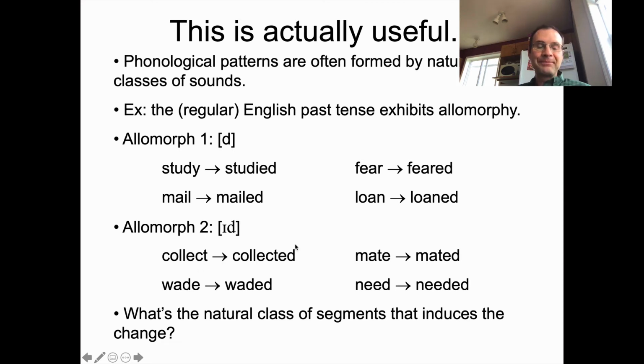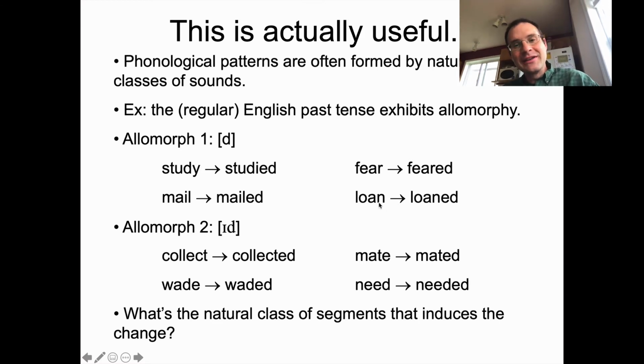D. It's got to be an oral alveolar stop, because technically speaking, the N in lone is an alveolar stop, except it's nasal. So these are oral stops, either the voiceless one, T, or the voiced one, D. So collect ends in a T, mate ends in a T, need ends in a D, so on and so forth. Whenever you get that, you're going to add another I before the D in the past tense morpheme.